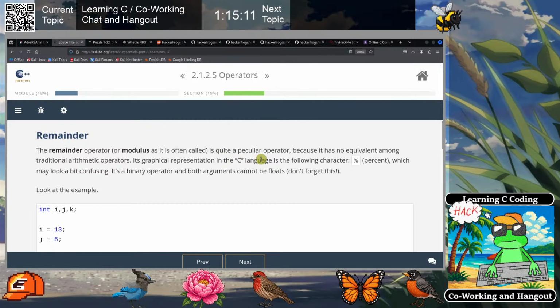It's quite a peculiar operator because it has no equivalent among traditional arithmetic operators. Its graphical representation in the C language is the following character, the %, which may look a bit confusing. It's a binary operator and both arguments cannot be floats. So when we use the modulo operation, we can't use it on floating point numbers.